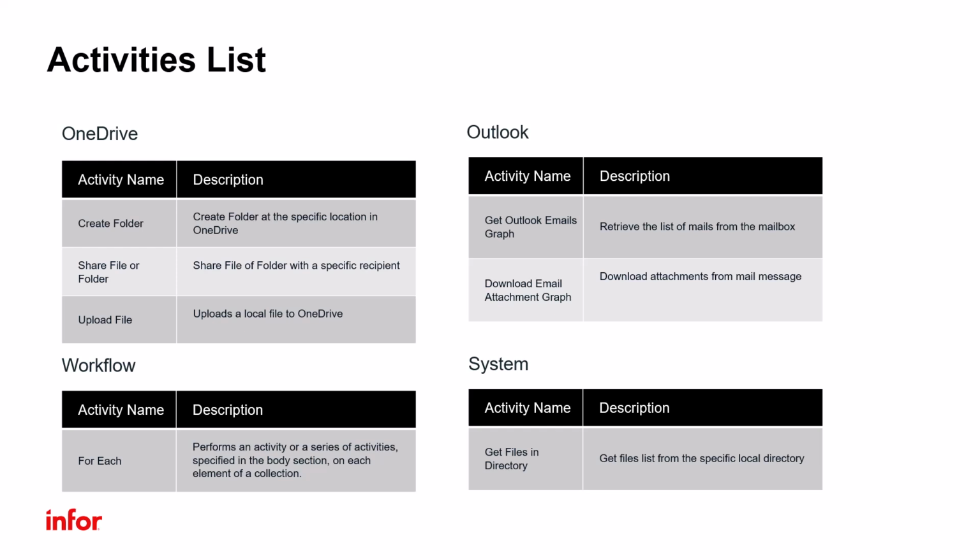So during this tutorial, we have successfully read emails, downloaded their attachments, and uploaded them into a OneDrive folder using the following activities: Get Outlook Email Graph, Download Outlook Attachments Graph, and also workflow activities such as For Each, and OneDrive activities such as Create Folder, Upload File, and Share File or Folder, as well as Get Files and Directory from System Category Activities.